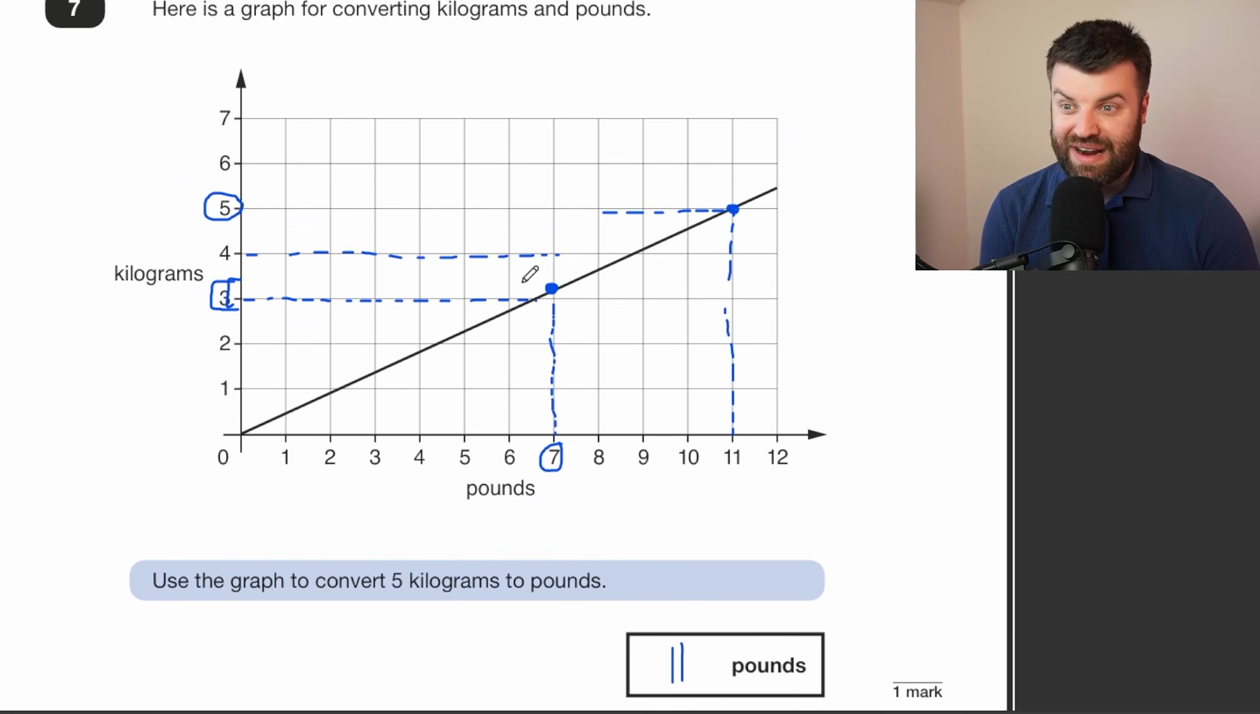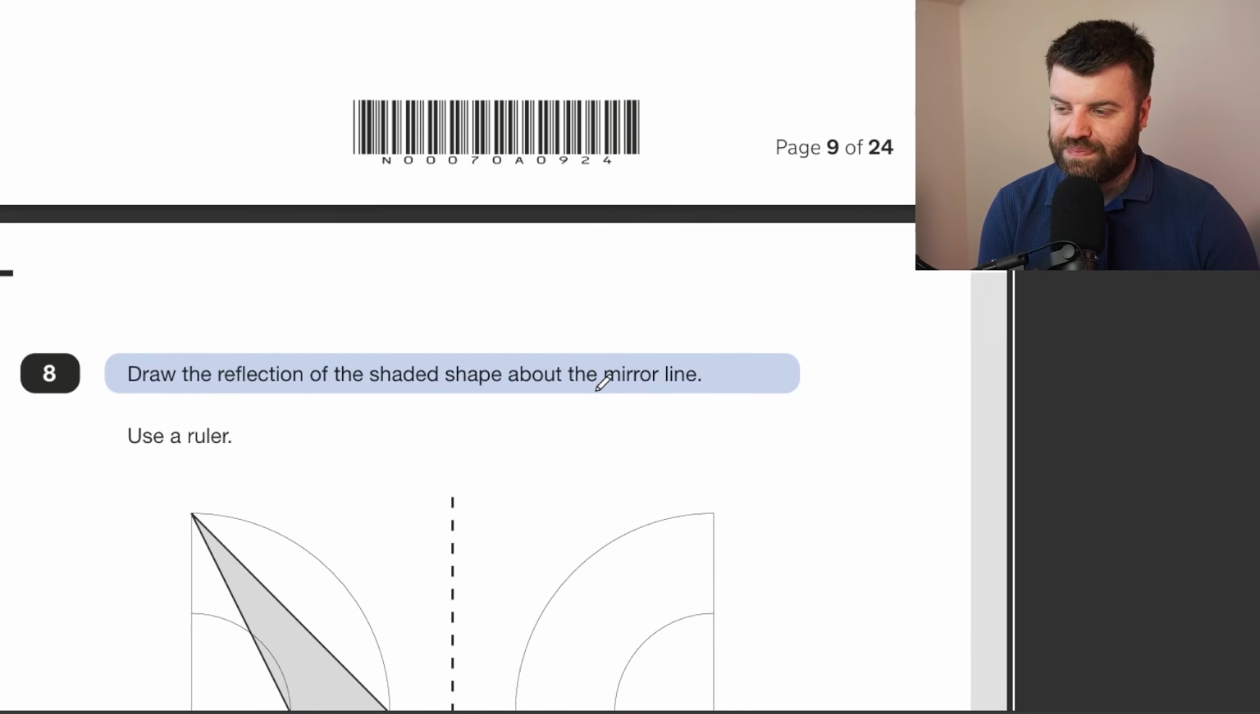A very easy way of rounding when we see it visually like this. Literally, what is this point closer to? The 3 to round down or the 4 to round up? It's closer to 3 kilograms. So that's the answer to that one.